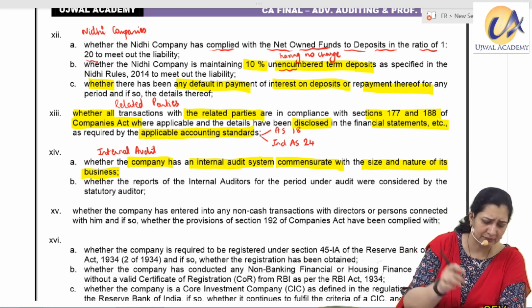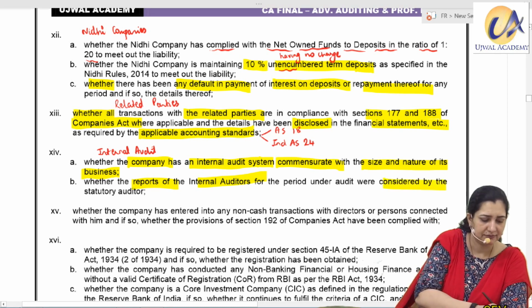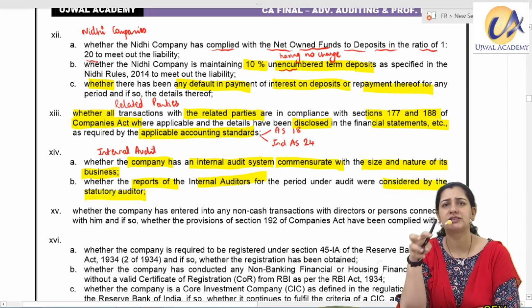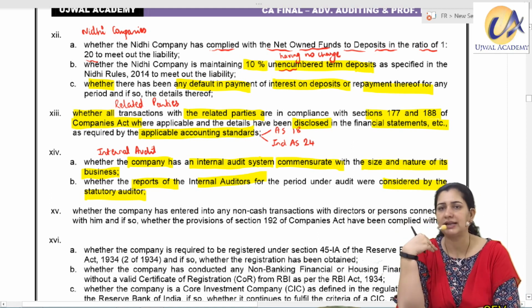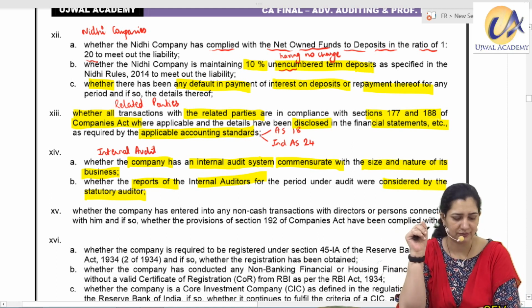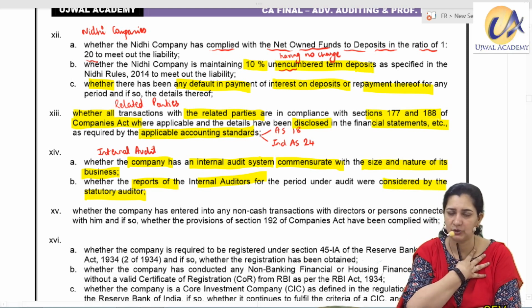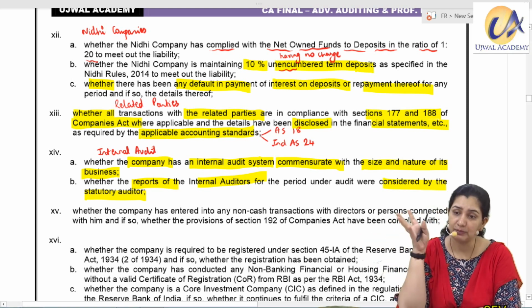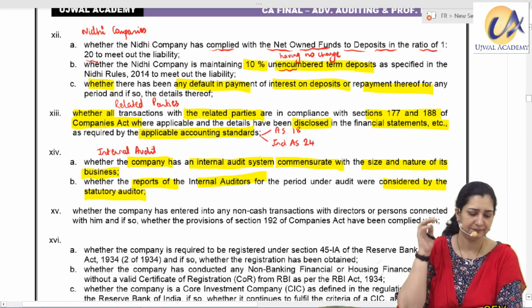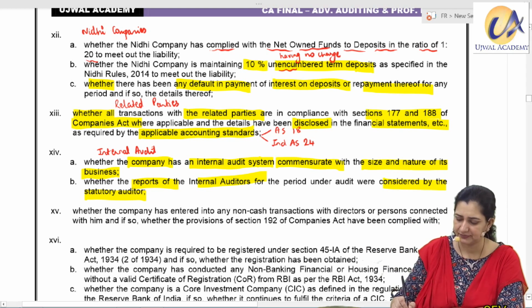Do they have a proper internal audit system? And secondly, whatever reports are given by these internal auditors, did we consider them properly? What reports they had given, what recommendations, what problems they had noticed, did we consider that? That also we have to mention, whether the reports were considered by the statutory auditor. Okay, so internal audit, now we have to take that also seriously because CARO requires that reporting. Their reports also we need to take seriously. Okay, so NRI, these are my points.